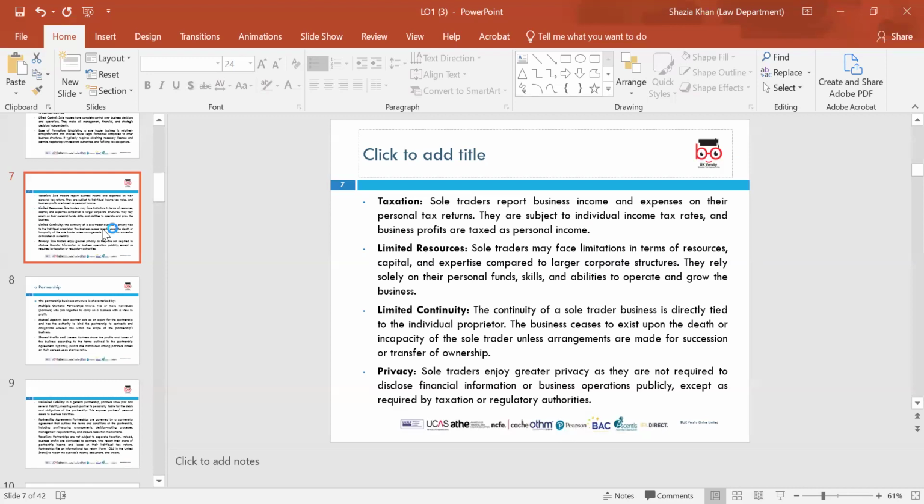Limited continuity. The continuity of a sole trader business is directly tied to the individual proprietor. The business ceases to exist upon the death or incapacity of a sole trader unless arrangements are made for succession or transfer of ownership. So it's literally the sole trader who will take everything on account. Privacy. Sole traders have greater privacy as they are not required to disclose financial information or business operations publicly, except as required by taxation or regulatory authorities.